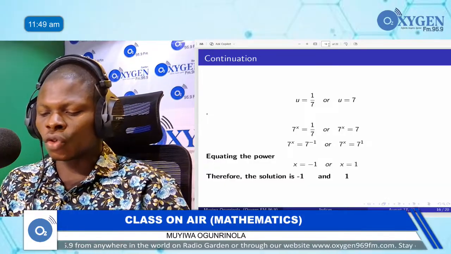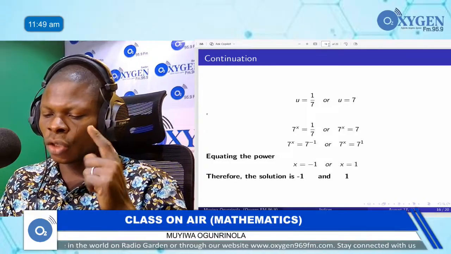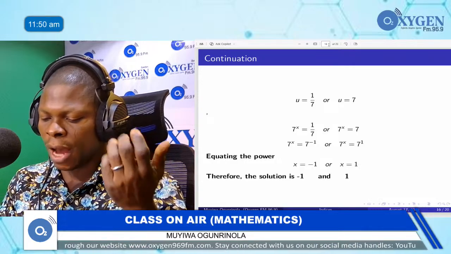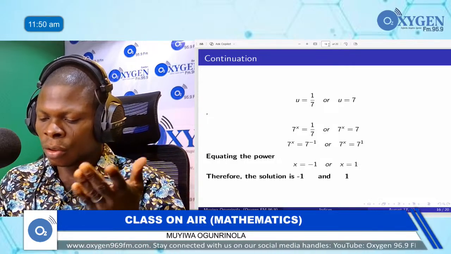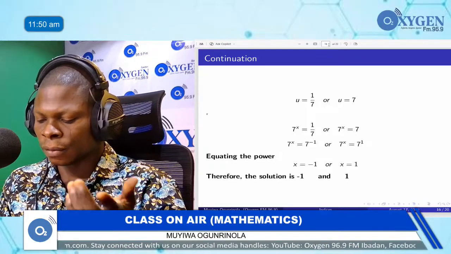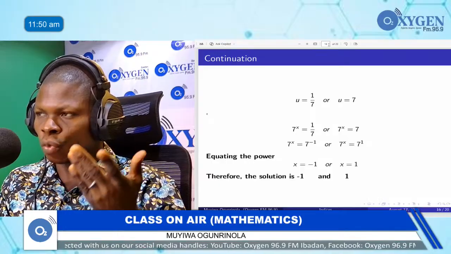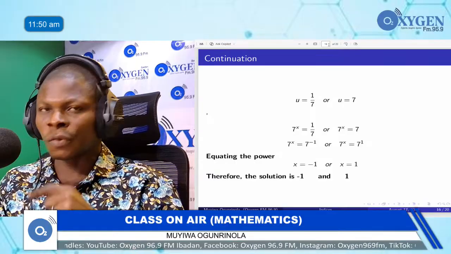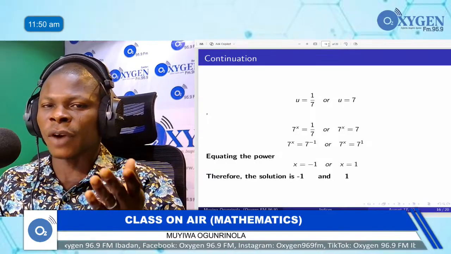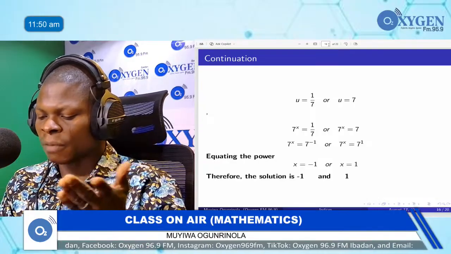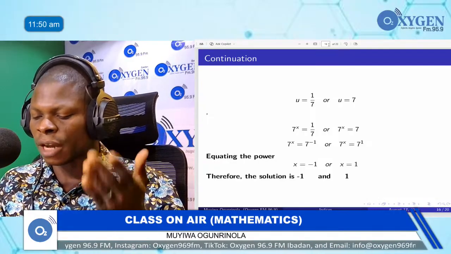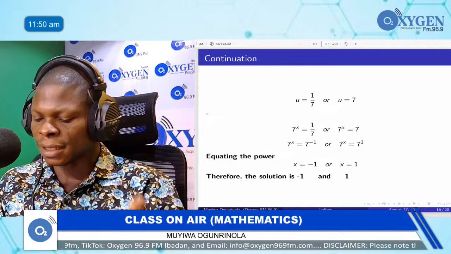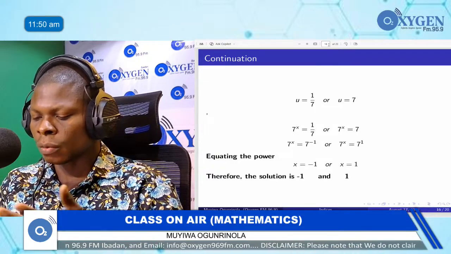Now we need to substitute for u. So we need to go back to where we represent u is equal to 7 raised to power x. So let's substitute when u is 1 over 7. We are going to have 7 raised to power x is equal to 1 over 7. And don't forget the negative index. We are going to have 7 raised to power x is equal to 7 raised to power minus 1. Then we equate the power. Since the bases are the same, our x is equal to minus 1.